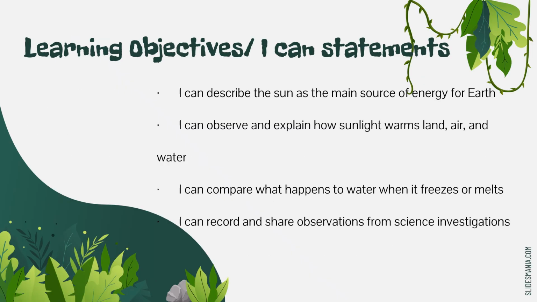The main learning objectives, or I can statements, for this unit are: I can describe the sun as the main source of energy for Earth. I can observe and explain how sunlight warms land, air, and water. I can compare what happens to water when it freezes or melts, and I can record and share observations from science investigations.